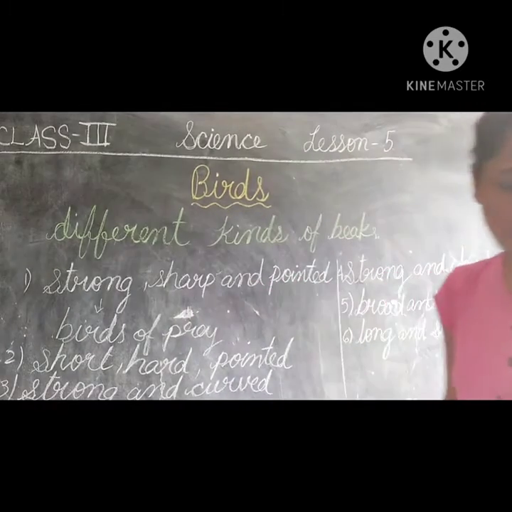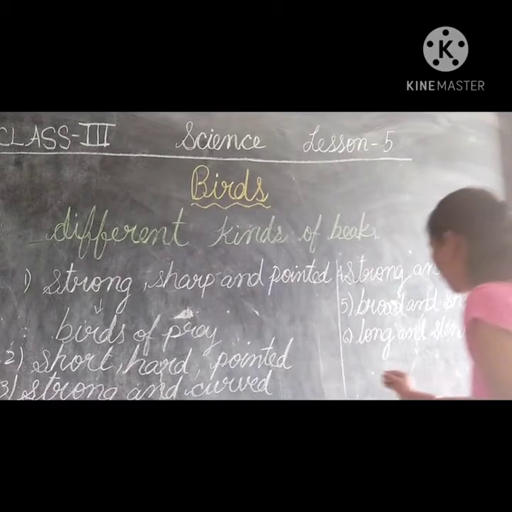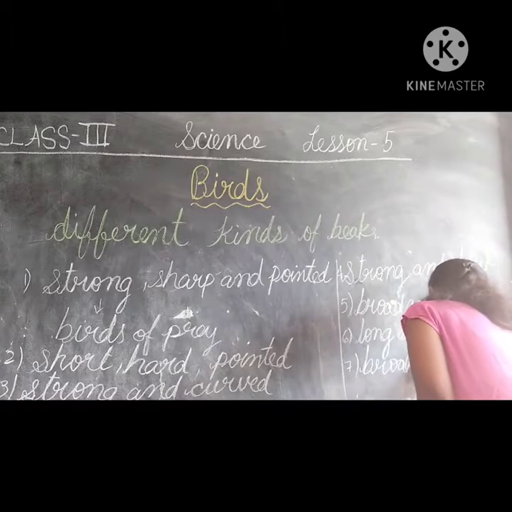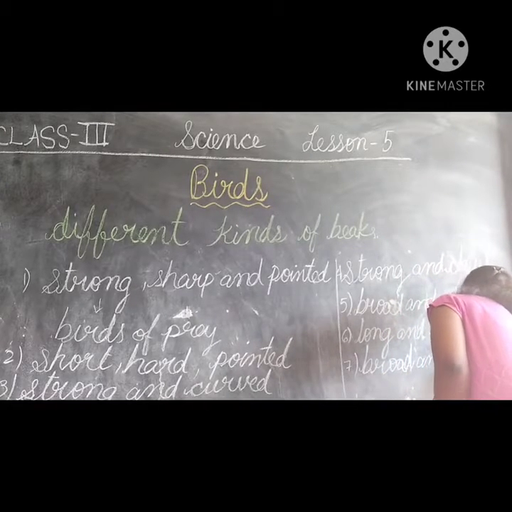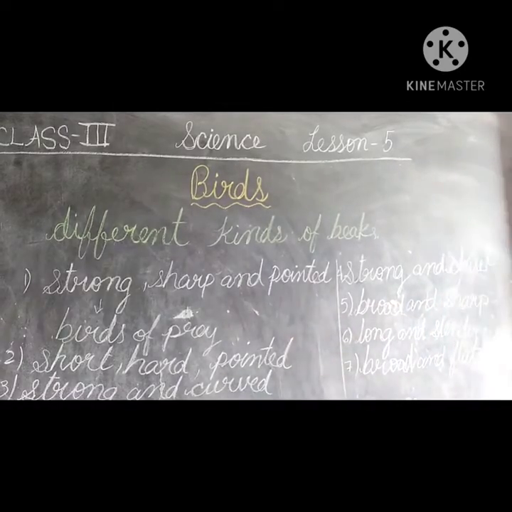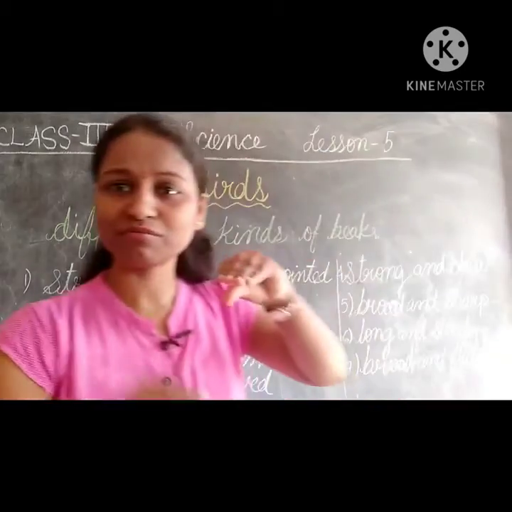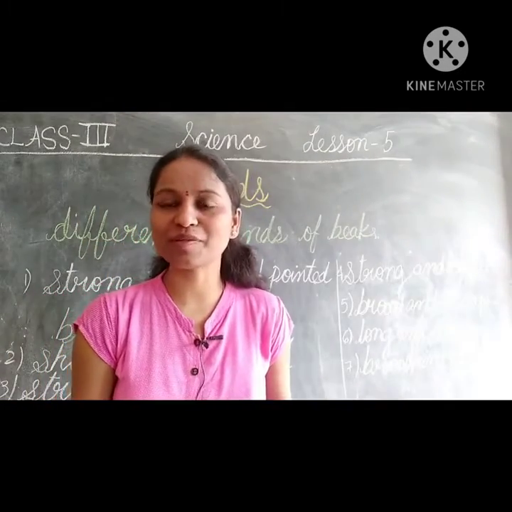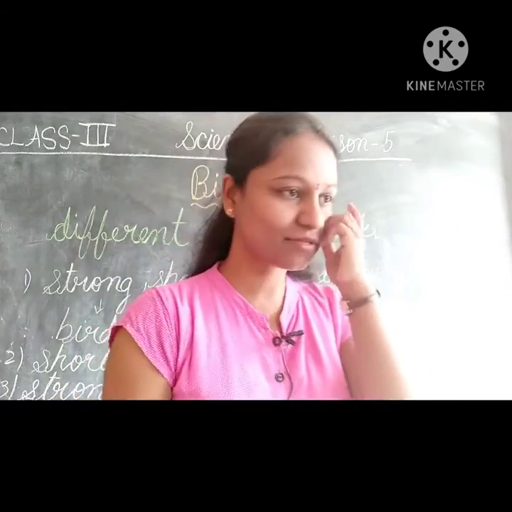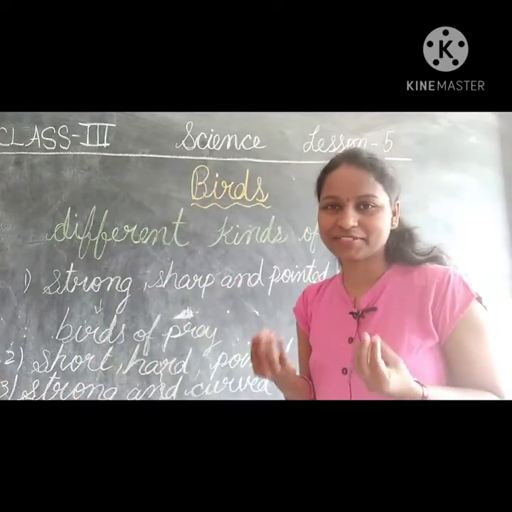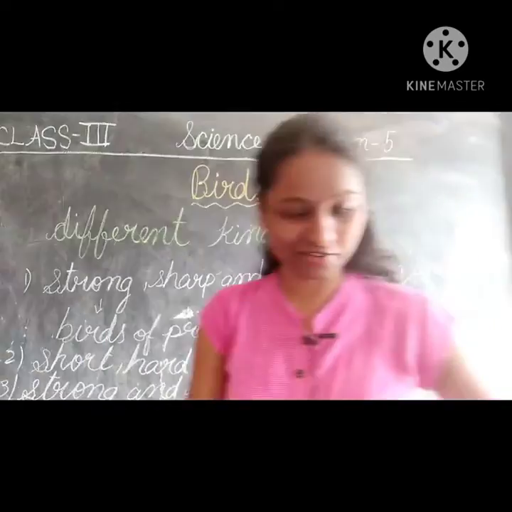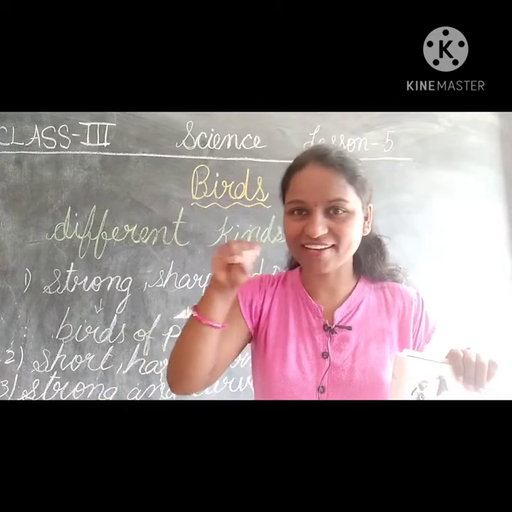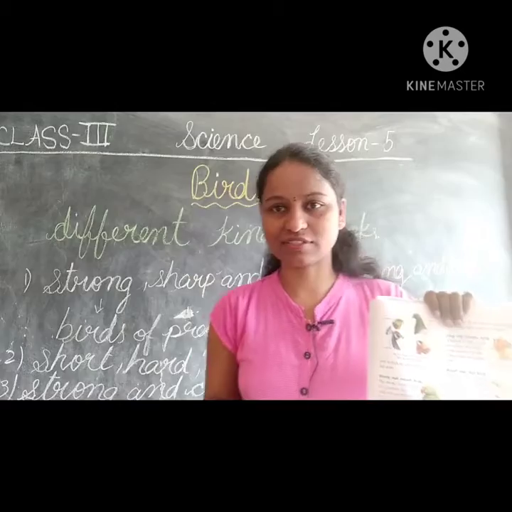Okay. Next one is the broad and flat beak. Obviously, this type of beak is the duck's. Most of the time you have seen Donald Duck. Always you can see in the cartoons also, children, that the beak is very flat and long.